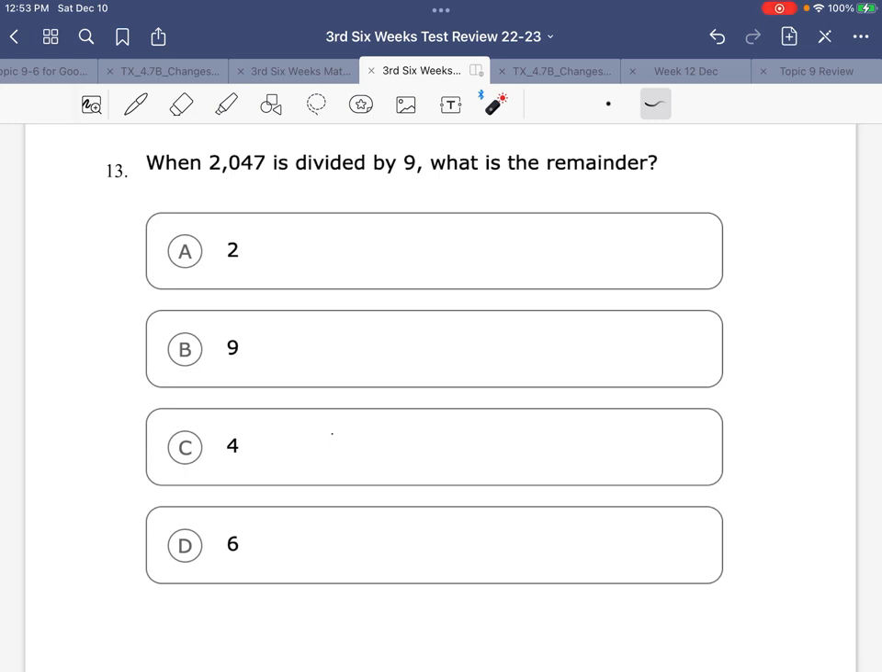Okay, boys and girls, so number 13: when 2047 is divided by 9, what is the remainder? So they want us to divide this dividend by the divisor 9, and it even gives us that keyword divide, and it wants to find the remainder. So remember, our remainder is our leftover.